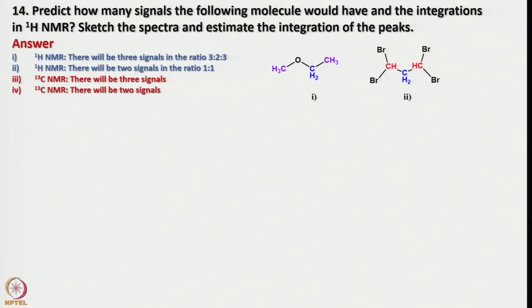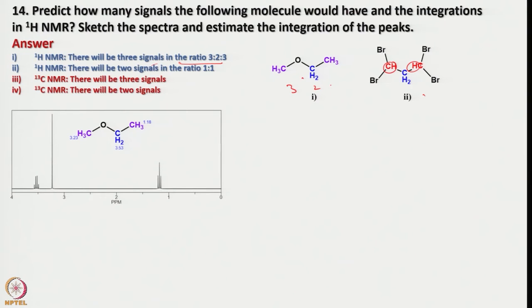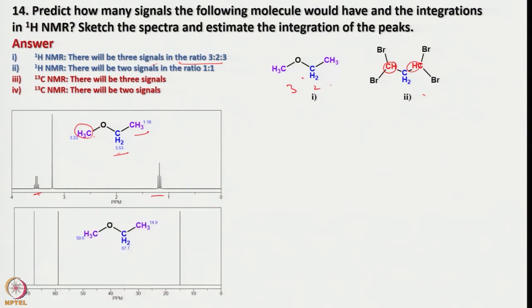So here, in 1H NMR, there will be three signals in the ratio 3:2:3, that's what I have written here. There will be two signals in the ratio 1:1 here. In 13C NMR, there will be three signals for the first and two signals for the second. I have also taken 1H as well as 13C NMR spectra for these molecules. I will display them now. You can see here we have a triplet and a quartet, and then a singlet. The singlet is for this one, and then the quartet is for this one. You can tell it is a quartet at 3.53, and for this one a triplet is here, a beautiful spectrum. And then I have also taken 13C.